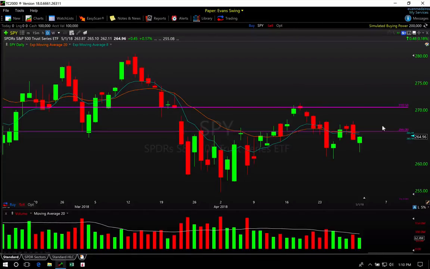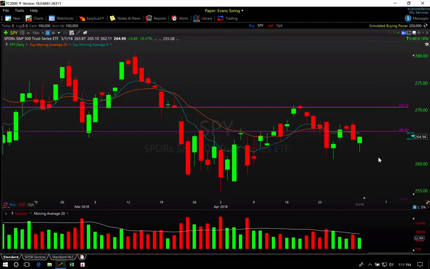And as it stands now, we are below 266. We're below a not an aggressively but a bearishly aligned 8 and 20 period daily moving average here. Price is below that, so we need to be a little bit cautious here in the short term.